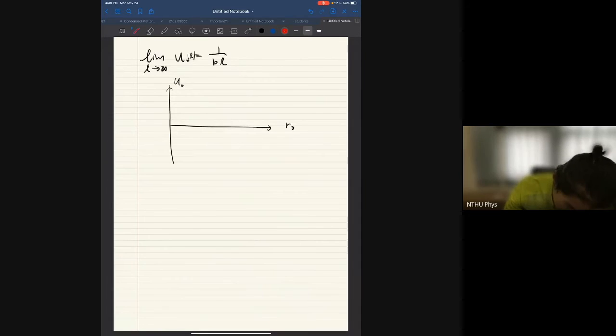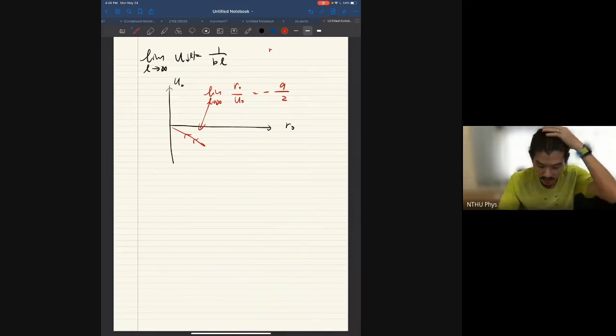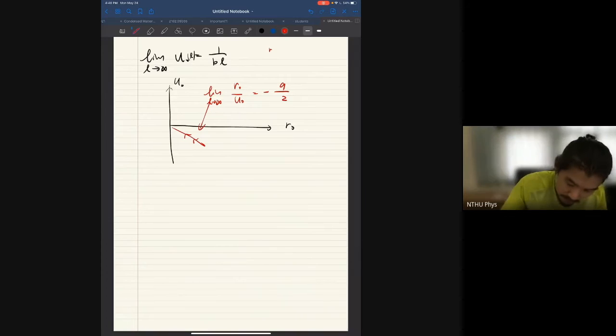But this is the line equation, where basically R naught divided by U naught is equal to minus A over 2, right? Because limit L goes to infinity. So that's basically the critical line you can get at D equals to 4.